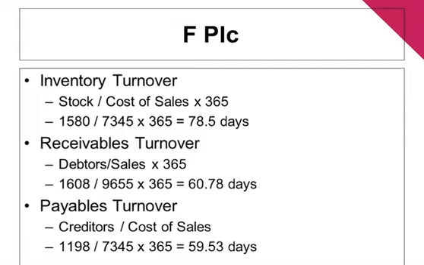And that's potentially the attractiveness of them doing business with you, as you give them time to pay. So the other way around, creditors are people who owe you. Again, you go to the statements of financial position, you find the number. You then go to the cost of sales. Again, you find the number. You divide your creditors number by your cost of sales. You times by 365, and that gives you close to 60 days, 59.53 days.